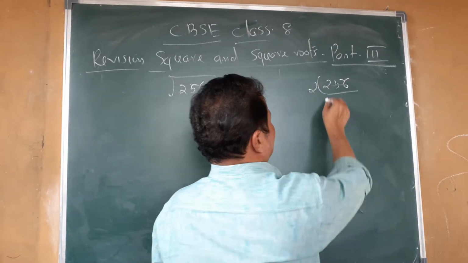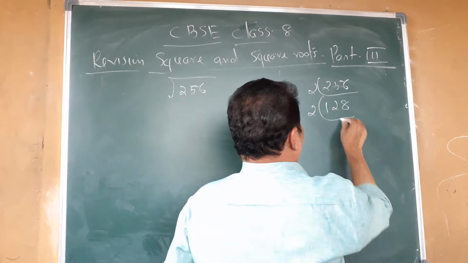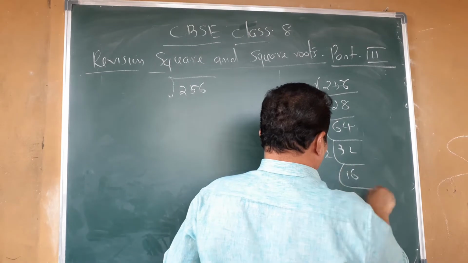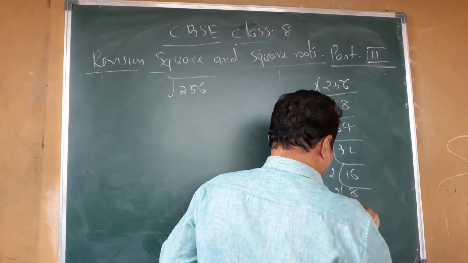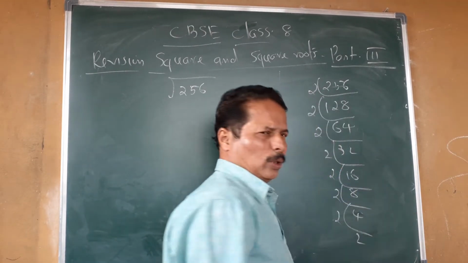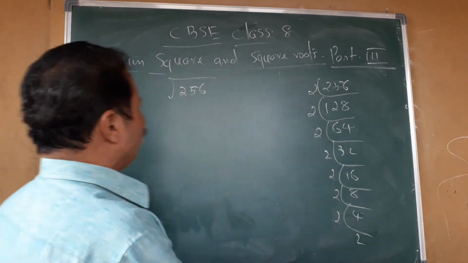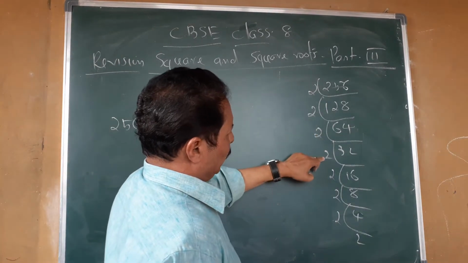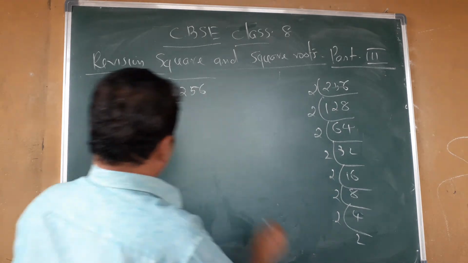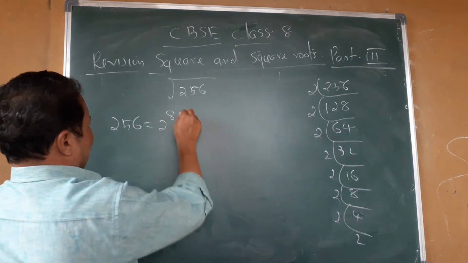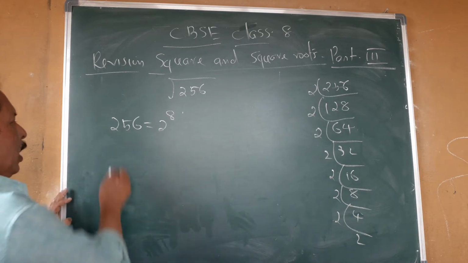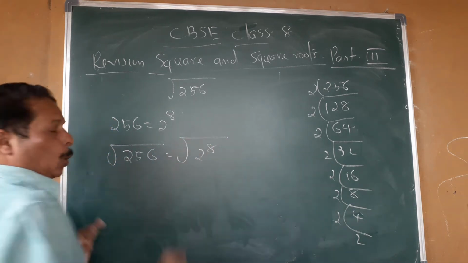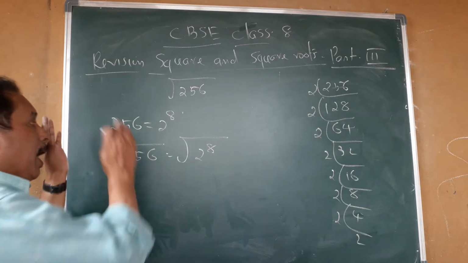So divided by 2 you get 128. And the division continues by 2. All of the numbers are even. It is 8, it is 4, it is 2. Is it completed? So 256 equal to 2 into 2 into 2 into 2 into 2 into 2 into 2 into 2. There are 8 2's. You may write 2 raised to 8. Your question is to find root 256. That is root of 2 raised to 8.